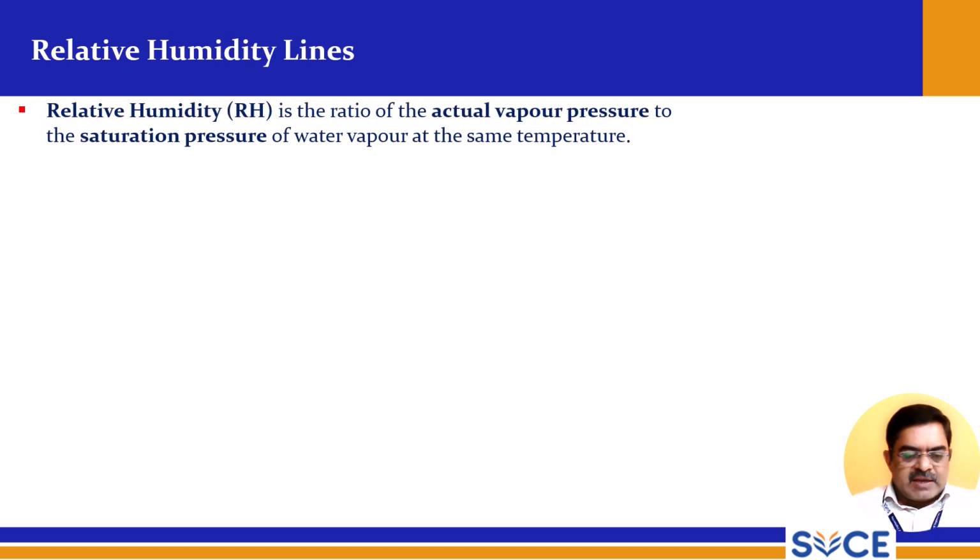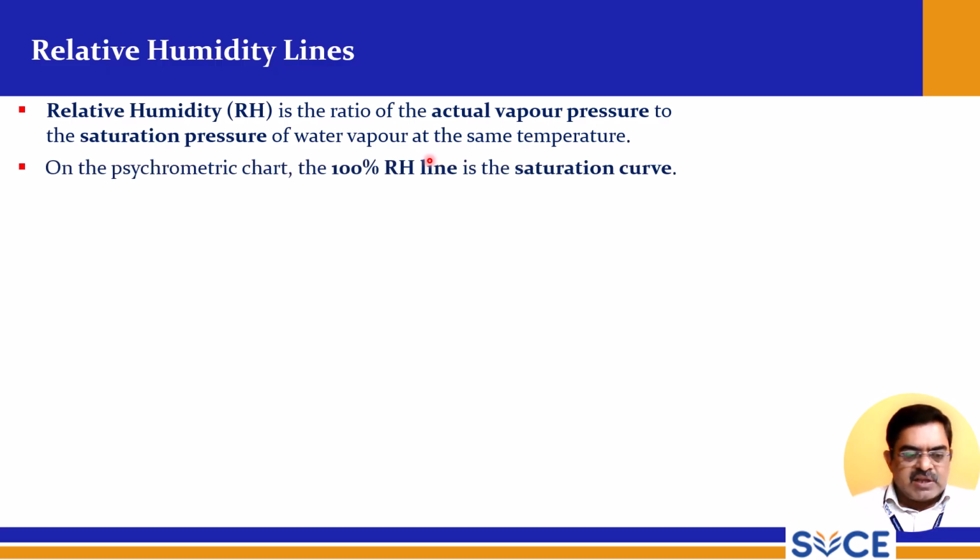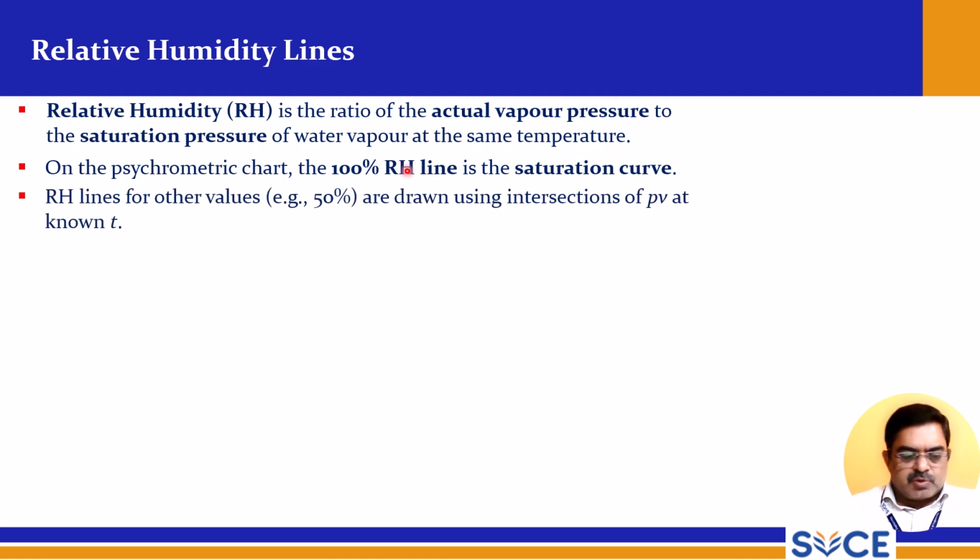Now the relative humidity lines. We have already seen it is in terms of percentage, and relative humidity is the ratio of actual vapor pressure to the saturation pressure of water vapor at the same temperature. Already we discussed this, now we are revisiting. In the psychrometric chart, the 100% relative humidity line is the saturation curve, the one we saw on the left hand side, and that separates both states.